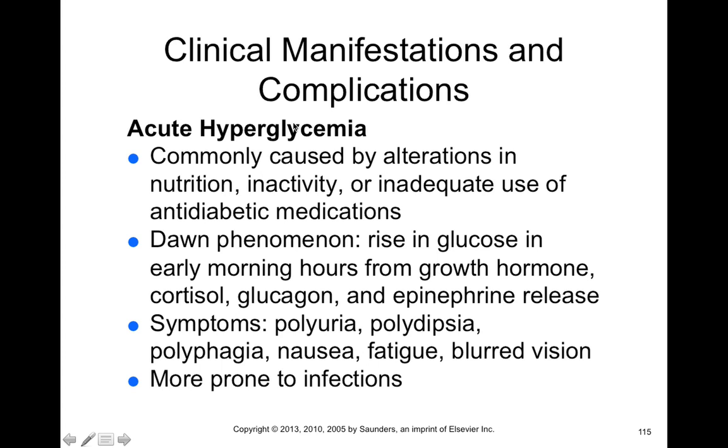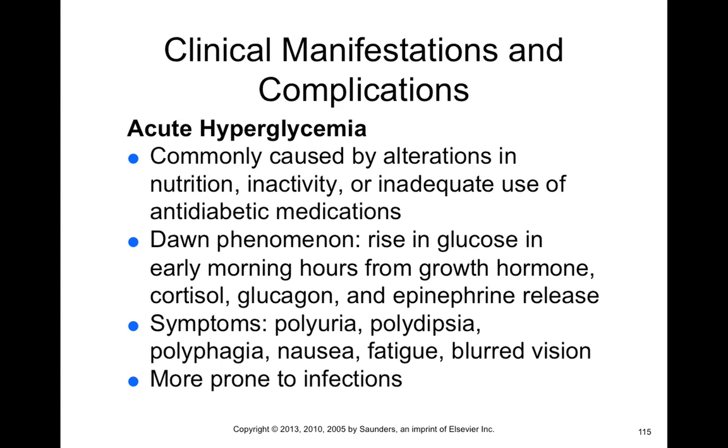But with hyperglycemia, some of the symptoms and signs can be things like polyuria, polydipsia, polyphagia, fatigue, blurred vision, and nausea from some neurological symptoms that can occur. You're also more prone to infection with hyperglycemia. Sounds weird, you guys, but glucose is a nutrient that many bacteria can use to thrive. So if your blood glucose levels are elevated for a long period of time, there's just more nutrients for bacteria to live on in your body. So people with hyperglycemia are also more prone to infection.